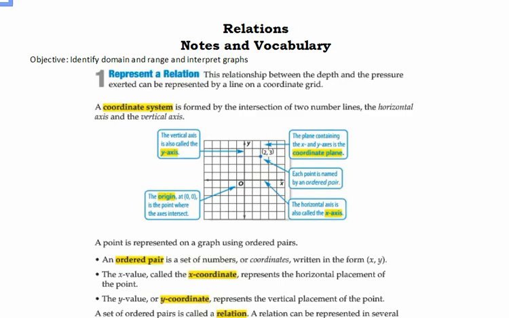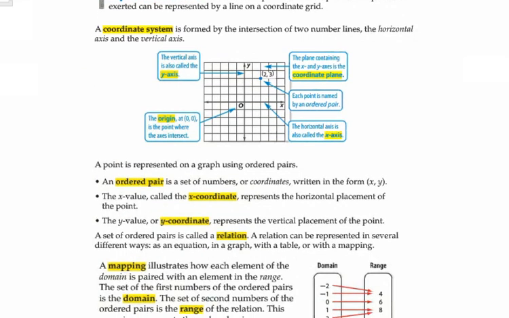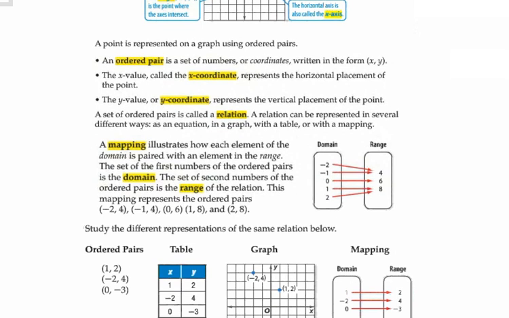Okay, the objective of this section is to identify domain and range and interpret graphs. All of this vocab I'm not really going to go over because we did talk about this. We have our coordinate grid, our y-axis, and our x-axis. Each one of these is an ordered pair. So when we talked about our hour one and our $2,500, that was an ordered pair or a relation. And a graph is called a coordinate plane.